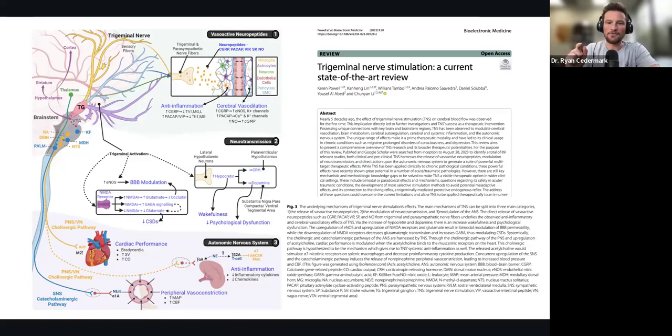One is the release of vasoactive peptides, which is going to help modulate parasympathetic versus sympathetic tone. Another is the modulation of neurotransmission via neurotransmitters, things like acetylcholine.